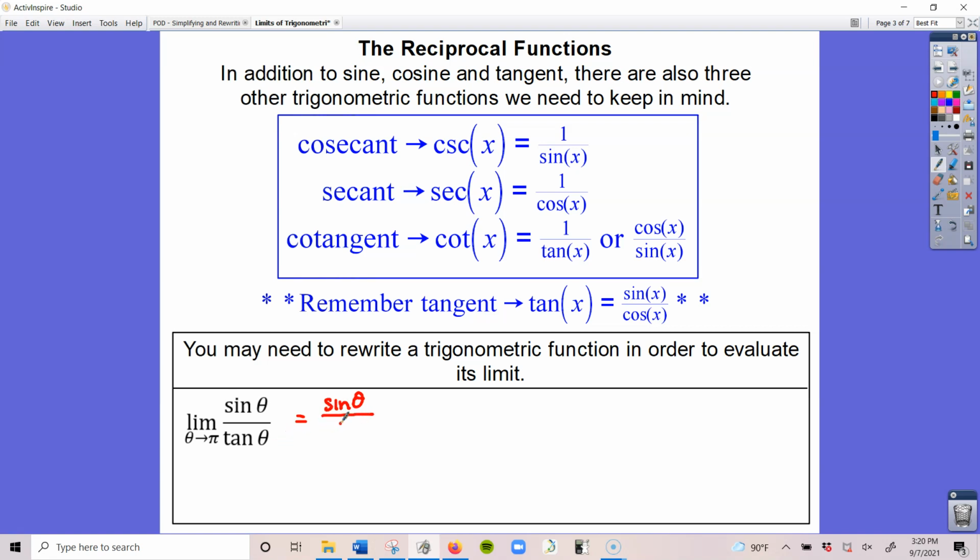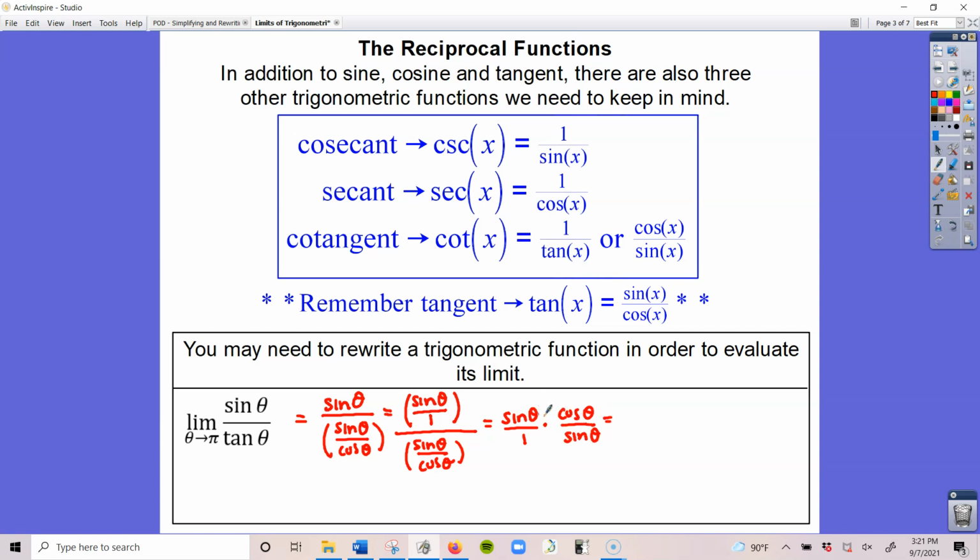Tangent can be written as sine divided by cosine. So when we have it written like this, it's like we're saying sine of theta over 1, I'm just going to put it over 1 because it's not a fraction, over sine of theta over cosine theta. When you're dividing fractions, remember that we are multiplying by the reciprocal, or copy, change, flip. So I'm going to copy this first one, sine of theta over 1, times the reciprocal of the denominator, which would be cosine theta over sine theta.